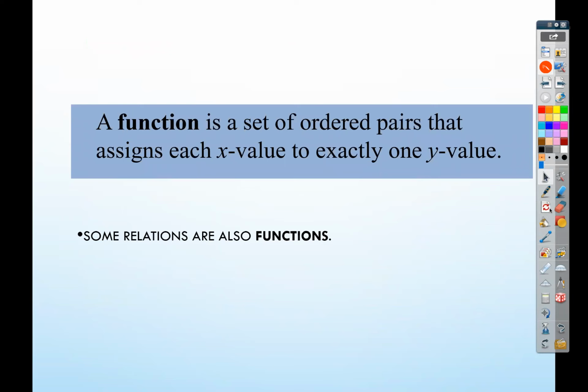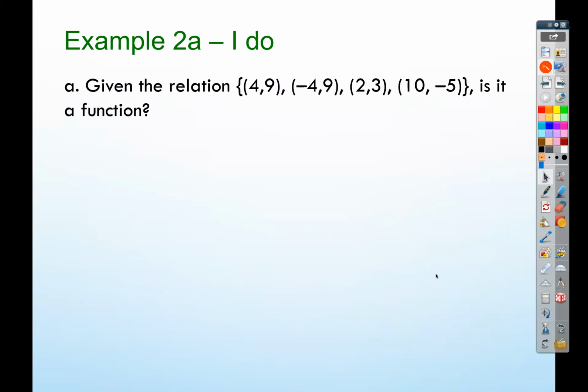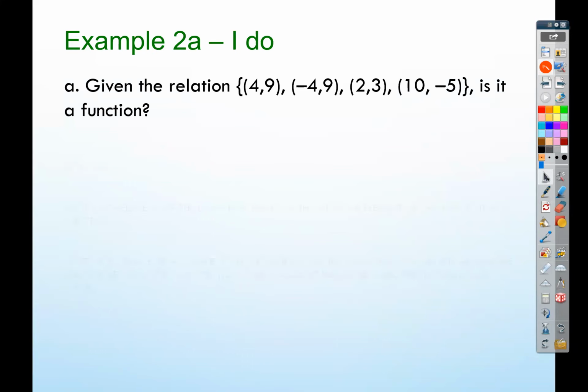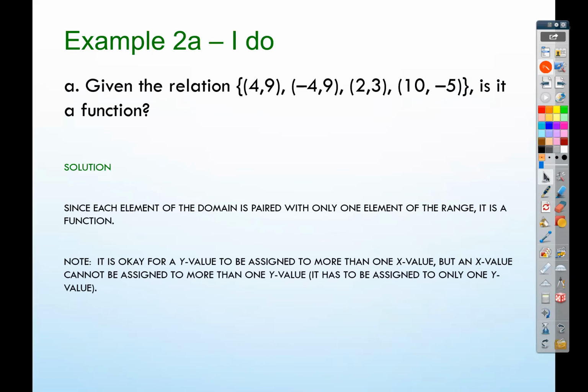Okay, a function is a set of ordered pairs that assigns each x value to exactly one y value. Some relations are also called functions. So basically, for a relation to be a function, no x's can repeat. So given the relation (4, 9), (-4, 9), (2, 3), and (10, -5), is it a function? Since each element of the domain is paired with only one element of the range, it is a function.